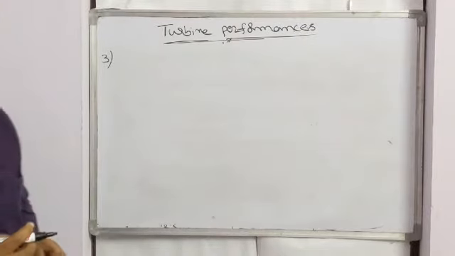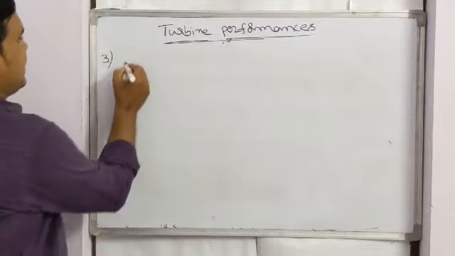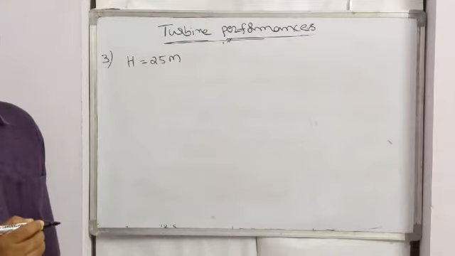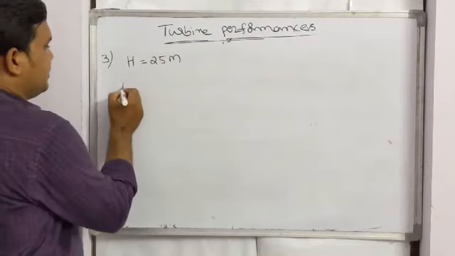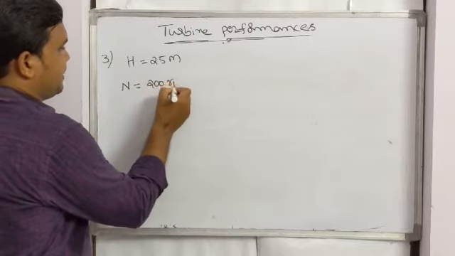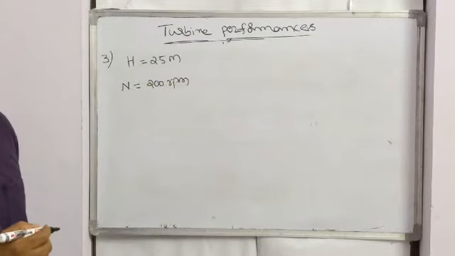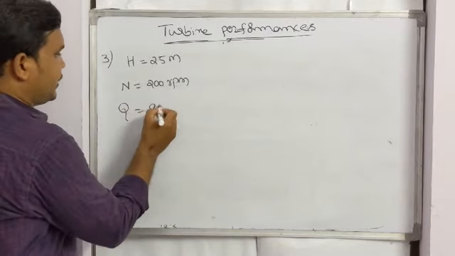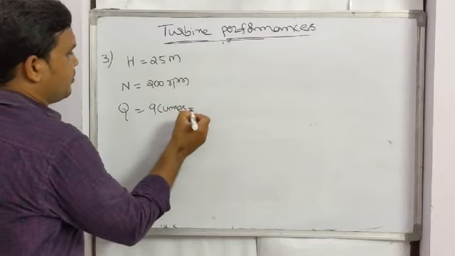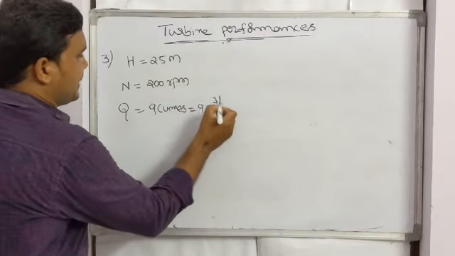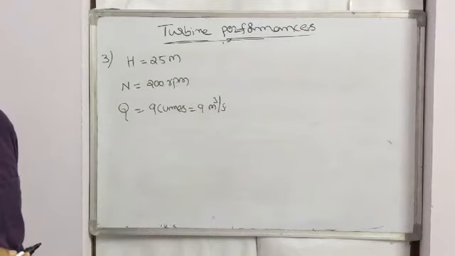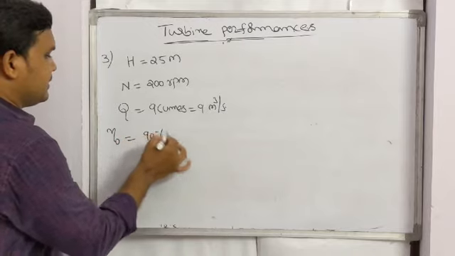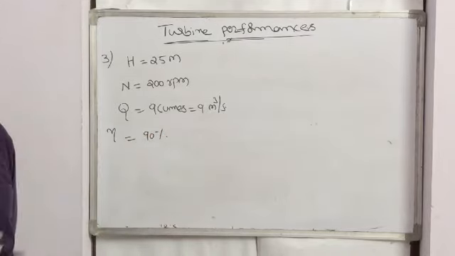A turbine operates under a head of 25 meter. The head is given. It is rotated at 200 revolutions per minute. The discharge under this head is 9 cumecs, where 1 cumec is equal to 1 meter cube per second, so 9 meter cube per second. The efficiency is 90 percent, overall efficiency, whatever it is, 90 percent.